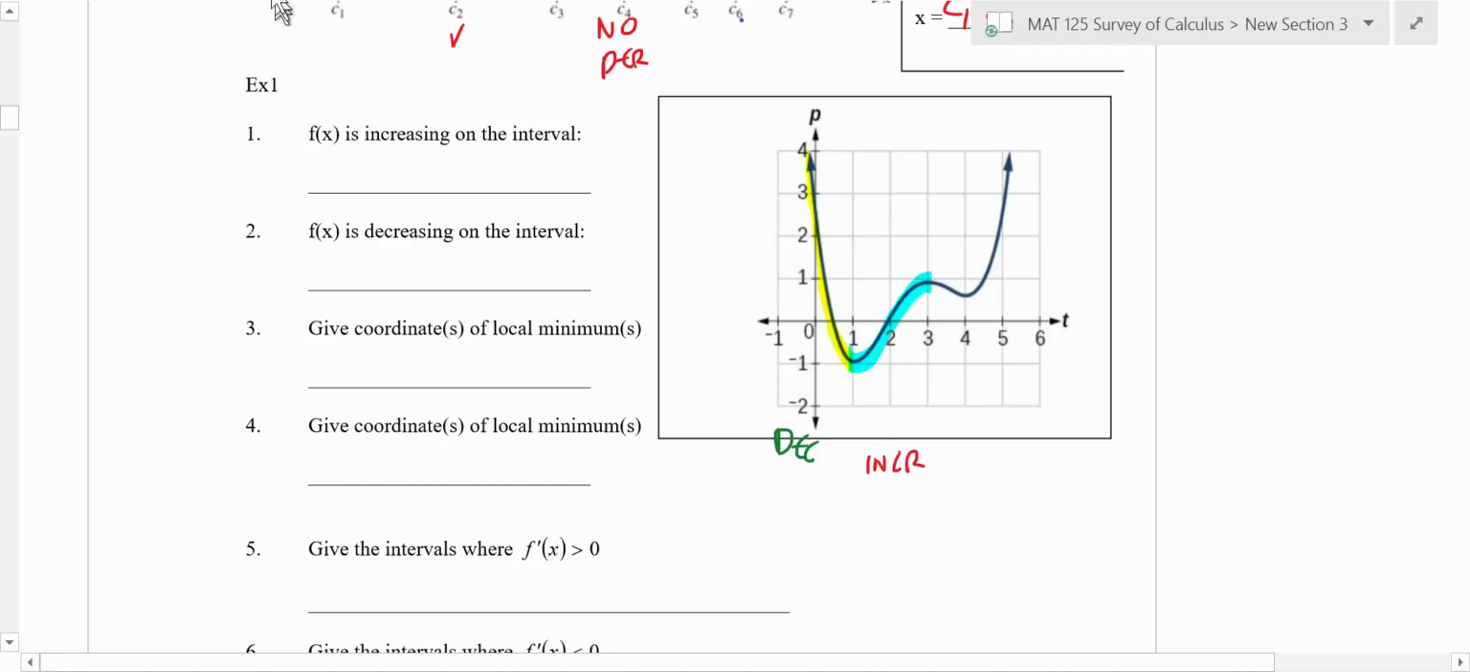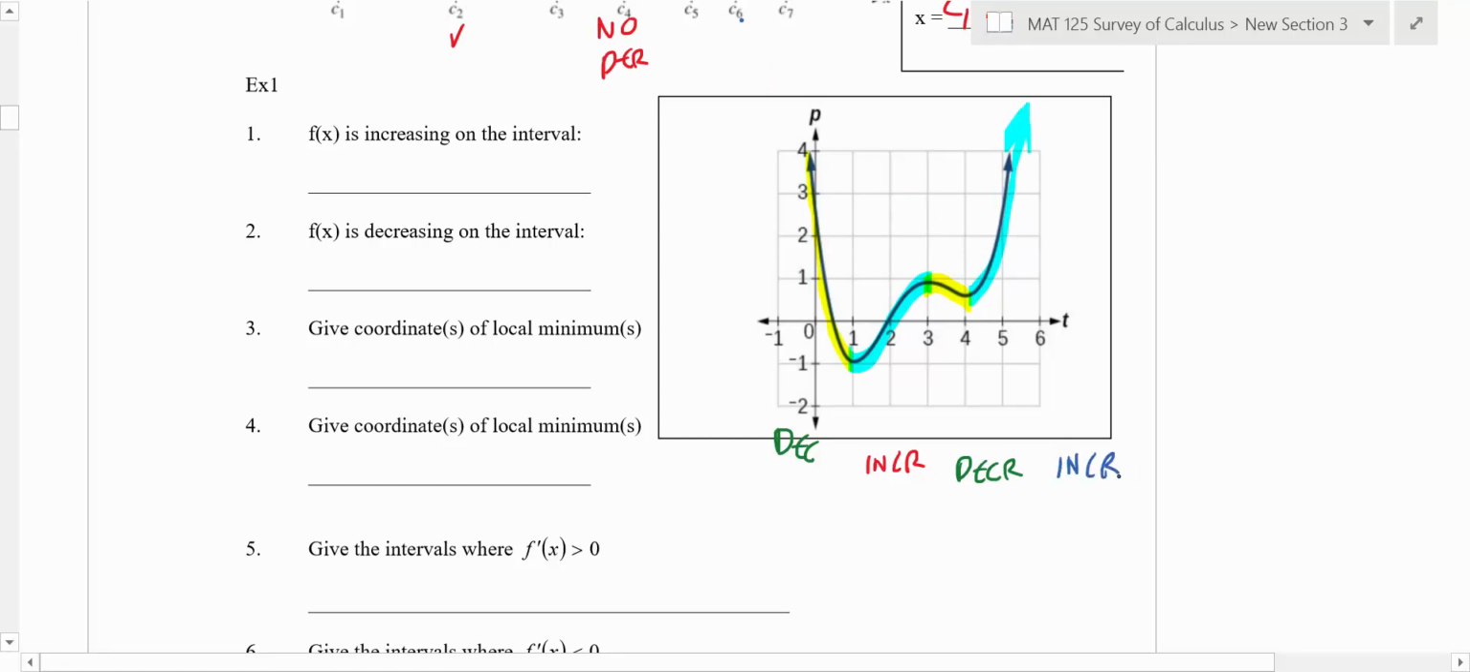And then the next part, from here to here, what's it doing? Decreasing. Just think like a roller coaster. And then finally, from there to forever, it's going to be increasing like that. So it's easy to identify that from the graph.